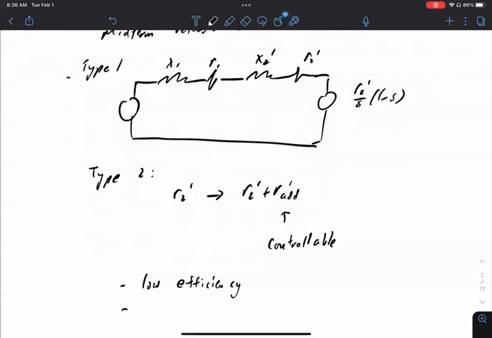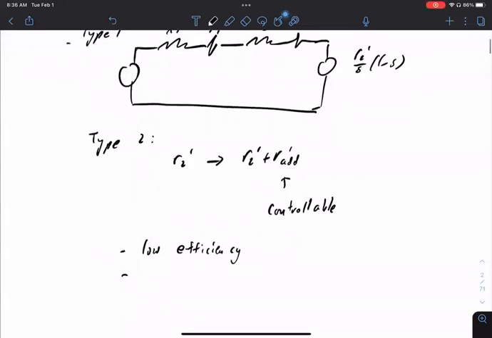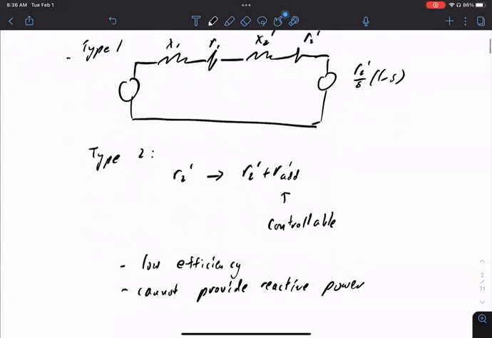What's the other big drawback here? Okay. It still doesn't supply any reactive power. Right, so adding resistance does nothing to reactive power. Okay, you're adding a resistance. So this still cannot provide reactive power. So you have low efficiency because you're adding resistance, and you cannot provide reactive power because you're not changing any of the reactive elements. X1 and X2 prime are still there.